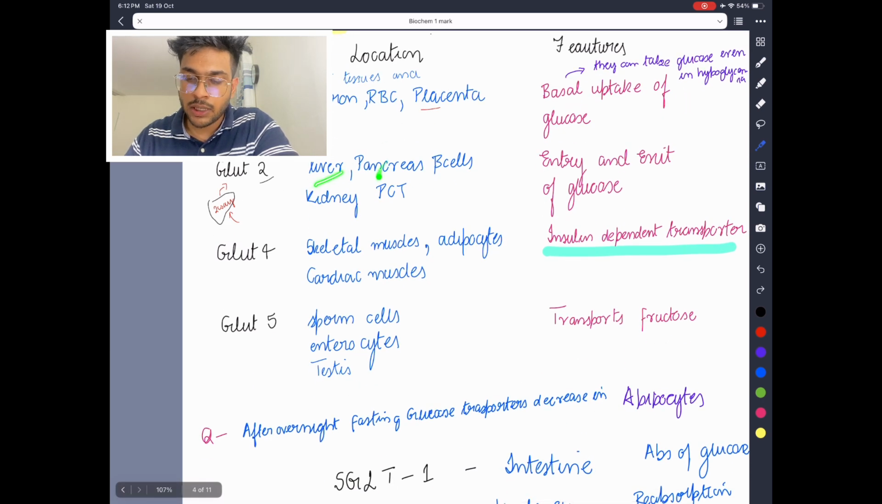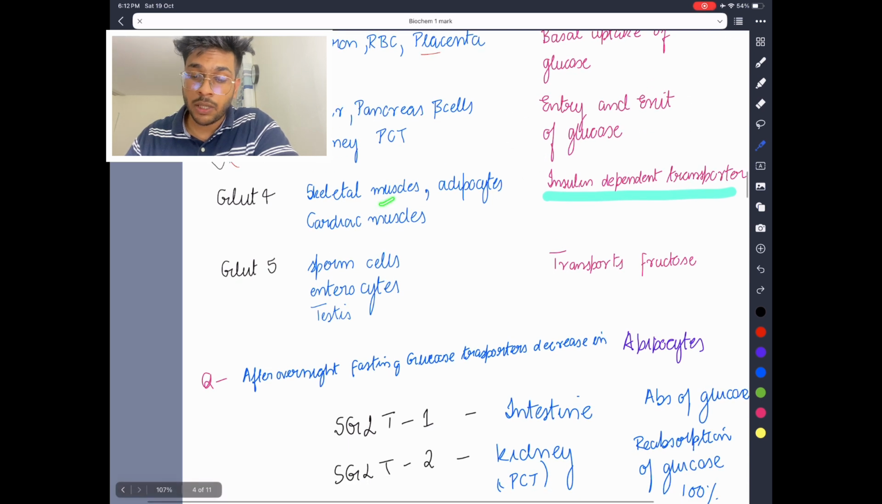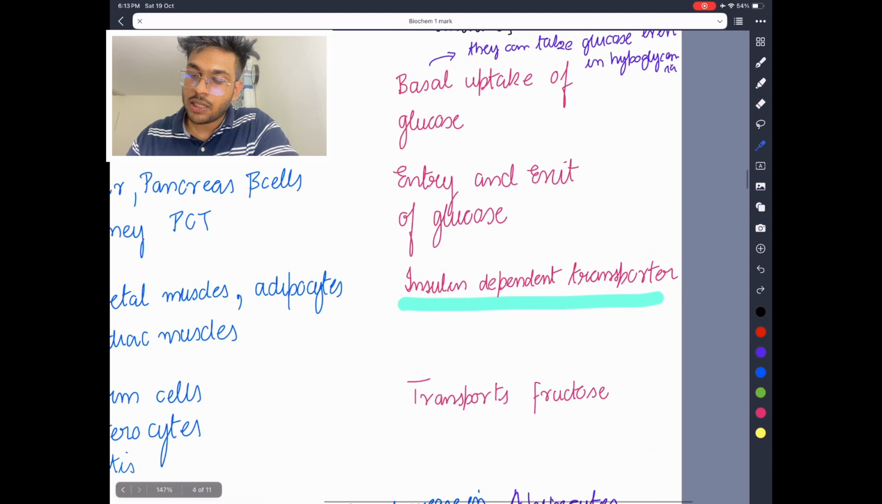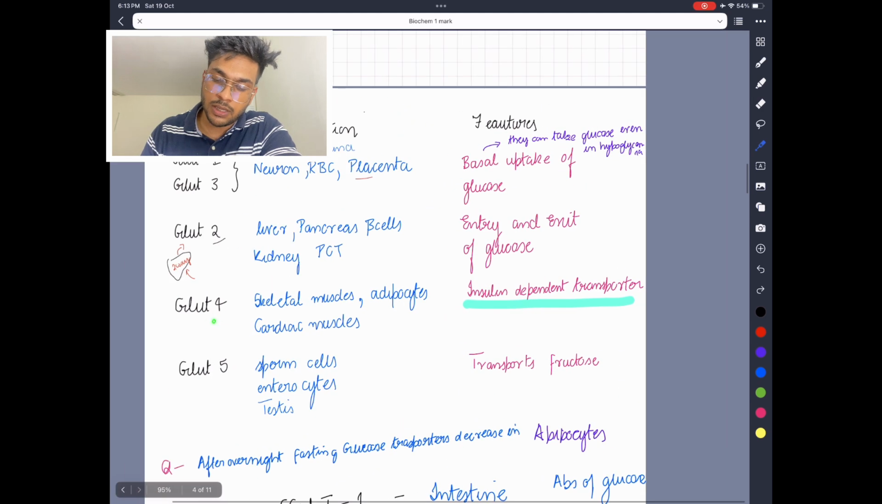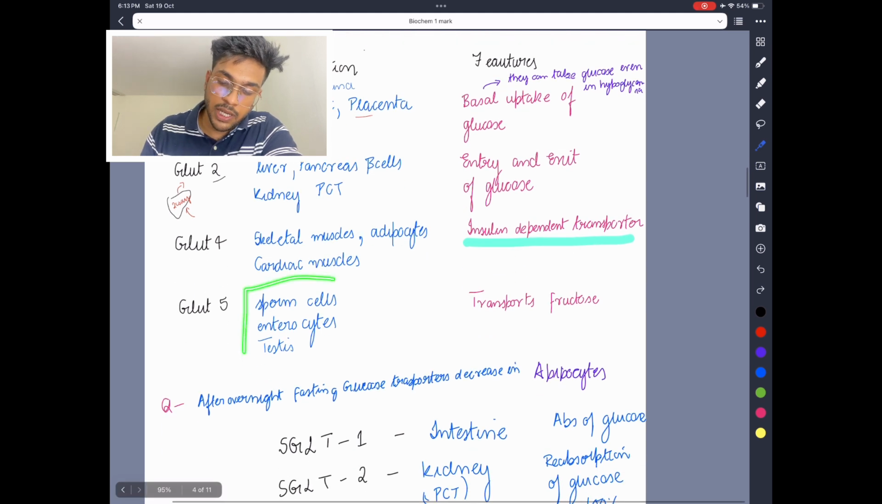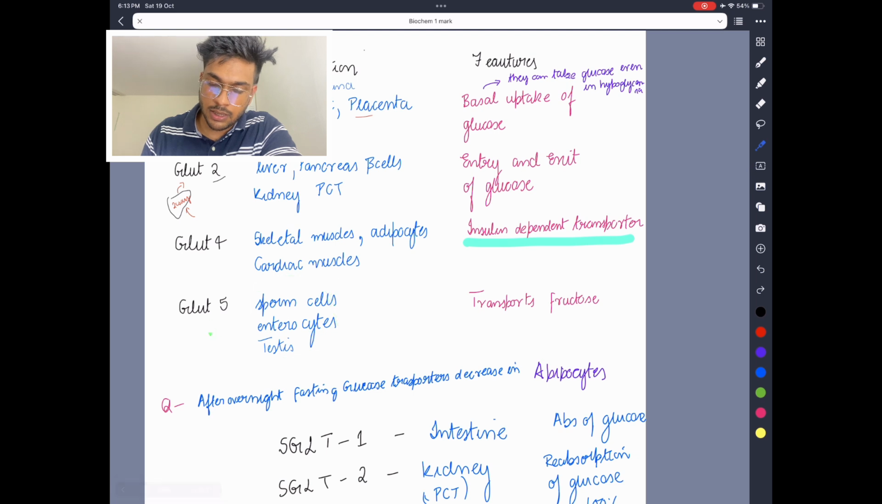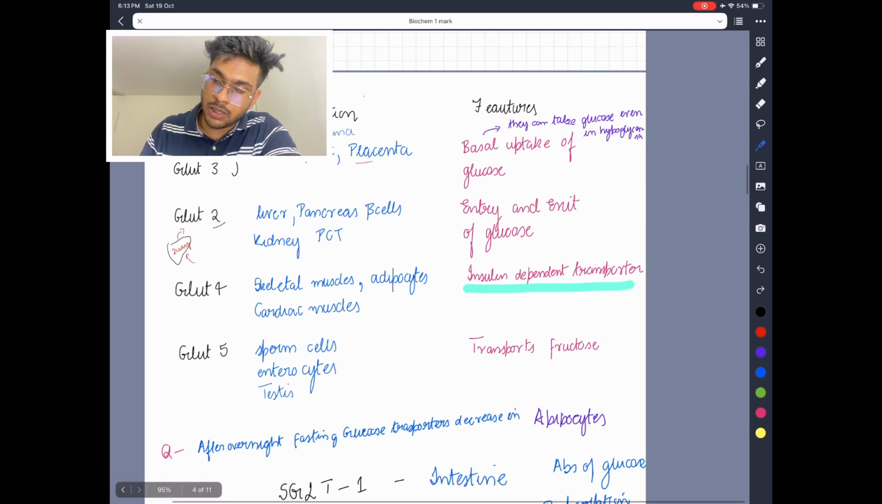Now, GLUT2 is in liver, pancreas beta cells, kidney, and PCT. Their feature is entry and exit of glucose. GLUT4 is present in muscles, adipocytes, cardiac muscles. I think this question has been asked. In the features, GLUT4 is the insulin-dependent transporter. GLUT5 is in sperm cells, enterocytes, and testes. I think this question was asked for me. I don't remember exactly, but the feature is it transports fructose. I always remember that sperm like something sweet, fructose is sweet, so try to remember like that.